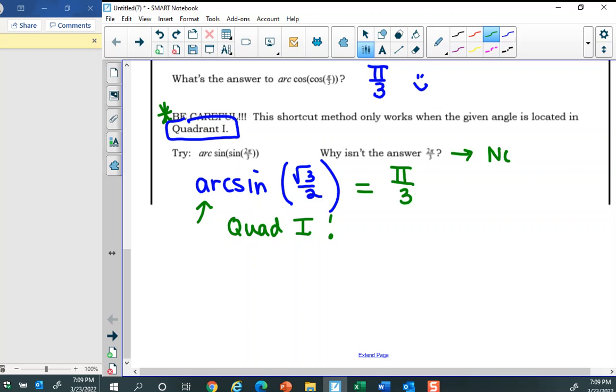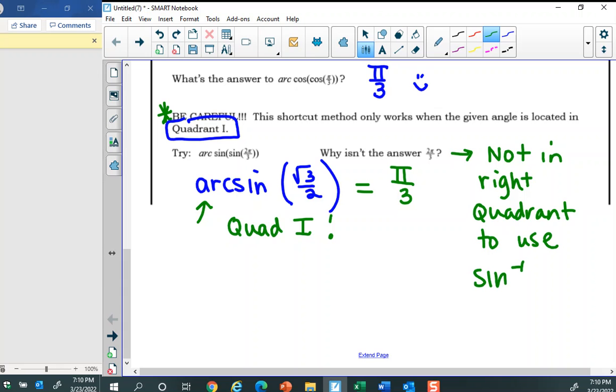Why isn't it 2 pi over 3? It's not in the right quadrant to use inverse sine.